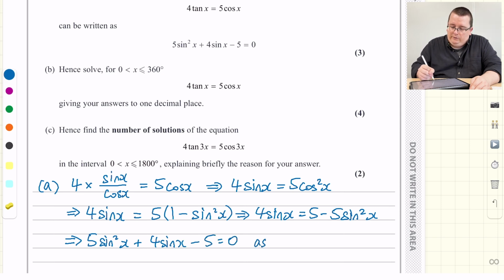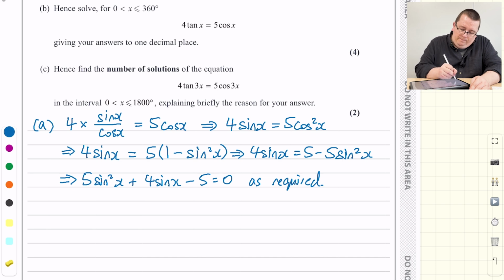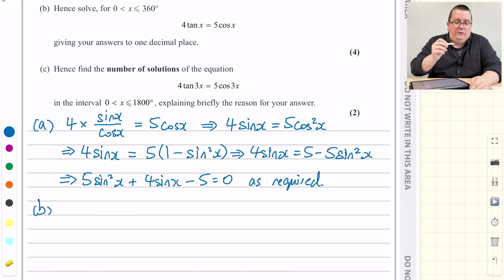Okay, as required. So, part B. Hence, solve for 0 is less than x is less than or equal to 360 degrees, 4 tan x equals 5 cosine x, giving your answers to 1 decimal place. So we need to solve this quadratic. So the hence part is that we're going to use the result that we got from part A.